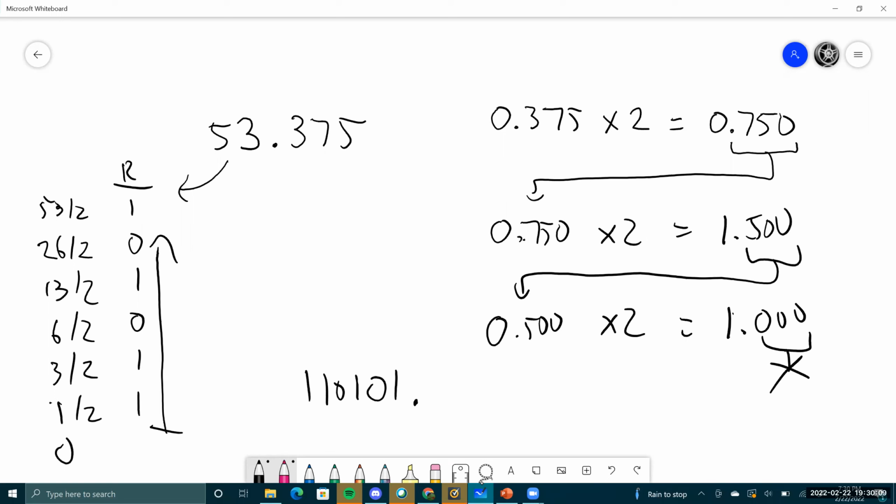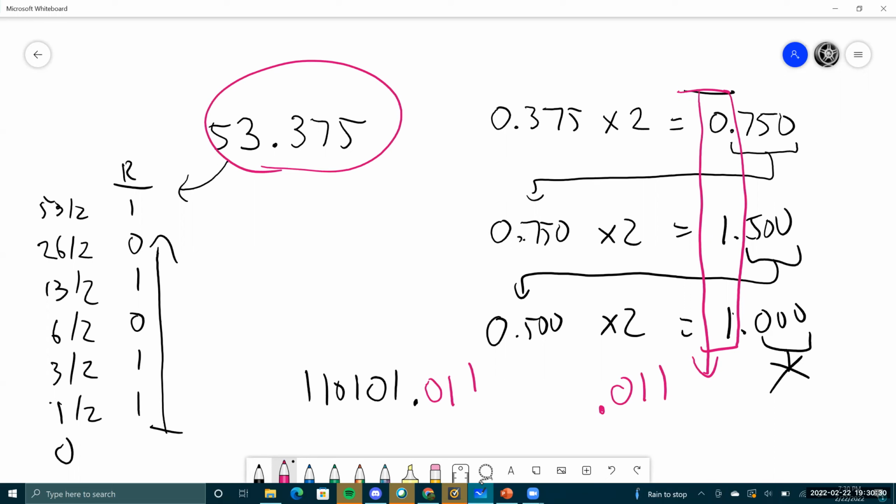So now, how do I get the binary? Instead of bottom up, now it's, oops, let me change the ink color. This will be top down. So this is 0.011. And this is what we want. Okay. So this number corresponds to this number. All right. Let's just do one more to make sure you know how to do this.